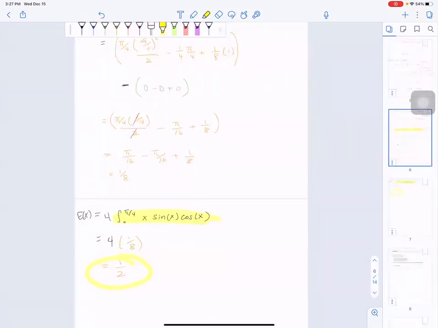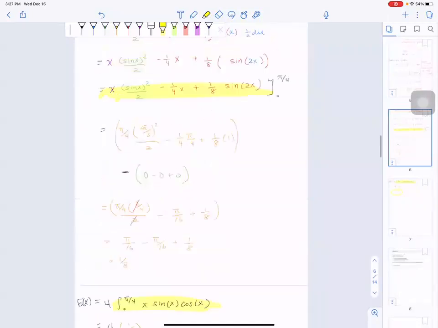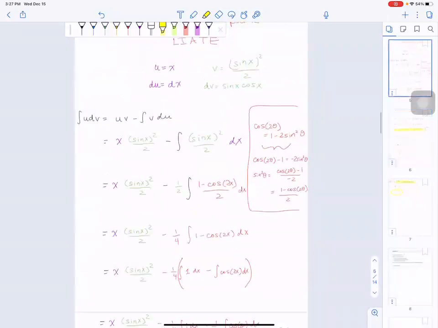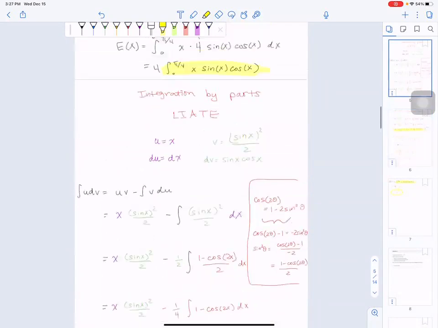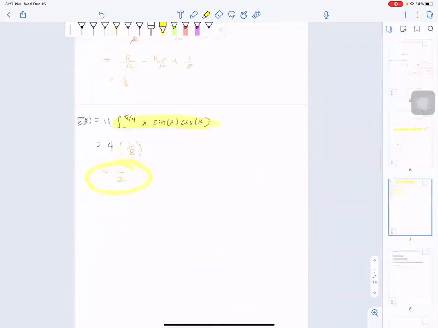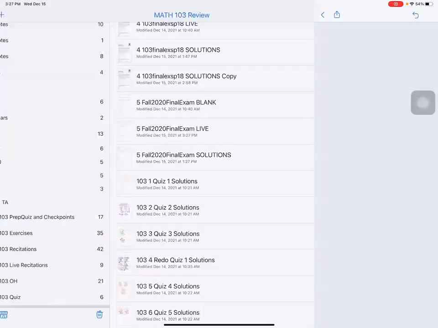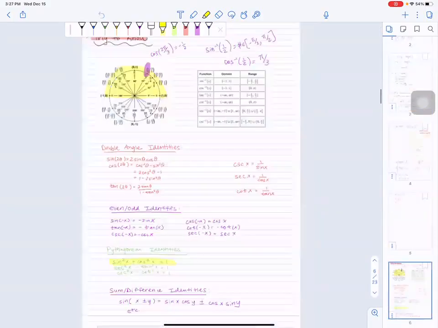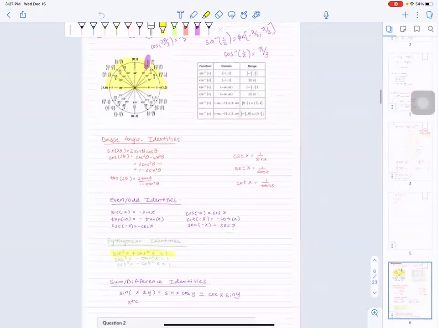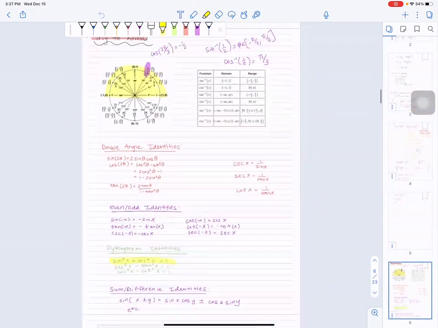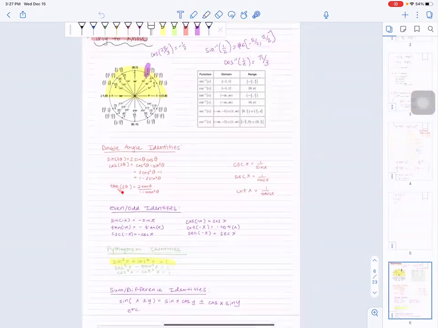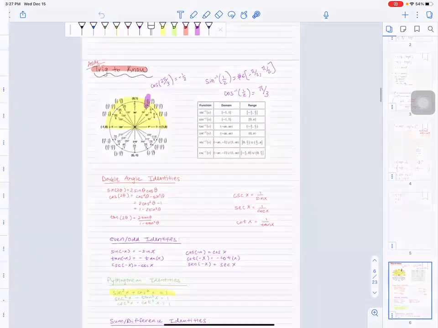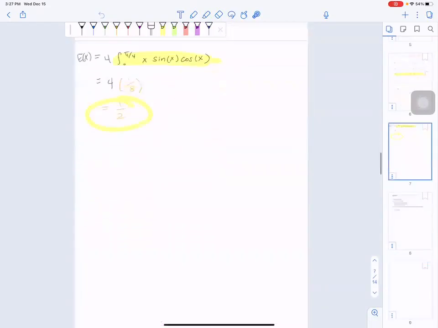So are we expected to know the double angle and the half angle formulas for the final? Yeah, you should. So I also, okay, they're not in this one. They're in my solutions and they're also in yesterday's recitation notes, this page. Yeah, double angles are over here. Okay, any other questions?